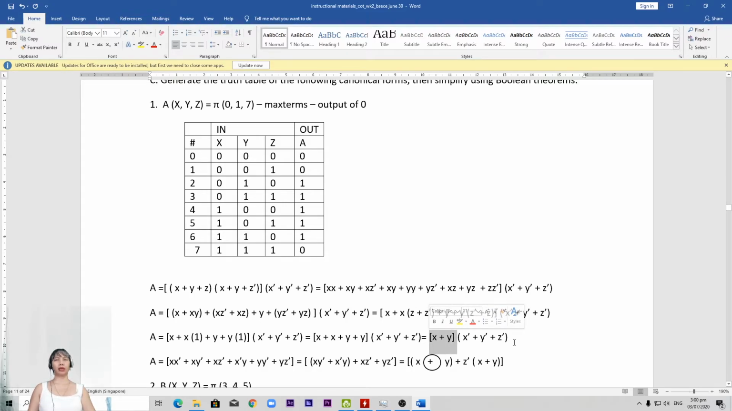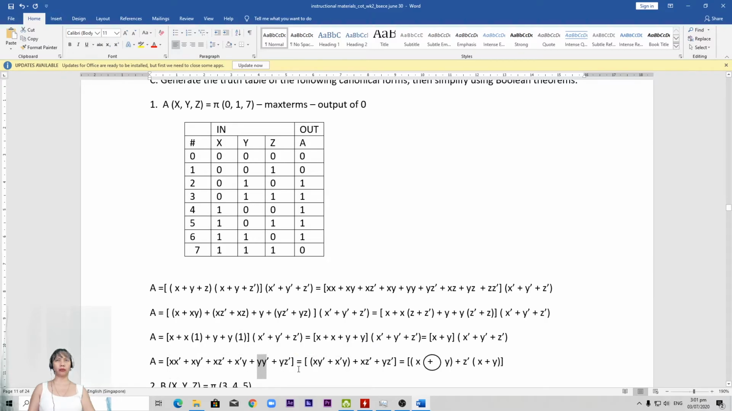But we're not yet finished. So we're going to distribute the x plus y to the third term. Starting from x, distribute x, so we have xx prime, xy prime, plus xz prime, and then distribute y, we have x prime y plus yy prime plus yz prime. That is equal to: xx prime is 0, so xy prime, followed by xz prime, then x prime y, yy prime is 0, and lastly we have yz prime. So we have eliminated xx prime and yy prime.